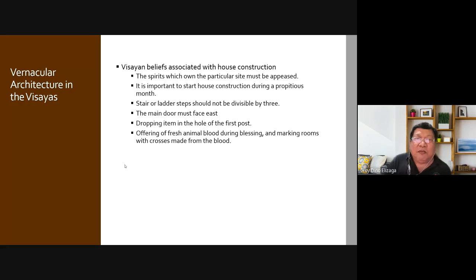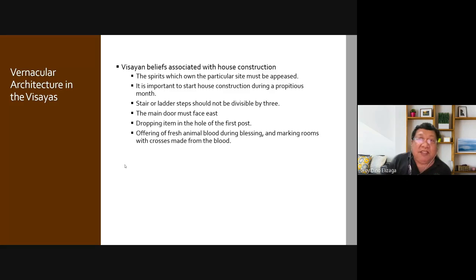Okay, so it is important to start house construction during a propitious month. So you have to observe the behavior of the moon. If the moon is rising to full moon, that's the best part, but if it's waning towards a new moon, that's not a good part. That much I know from my mother. The stair or ladder steps should not be divisible by three. This is the oro plata mata. So if the step happens to be on the mata, it's malas, so you have to add another step.